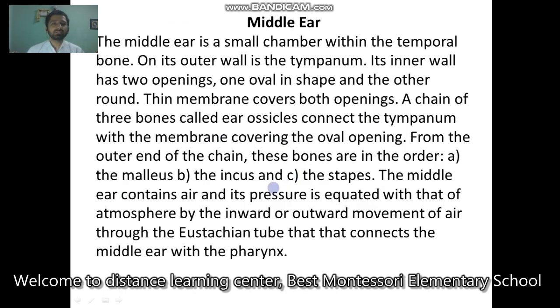for maintaining the pressure between the internal and external parts. How? By inward and outward movement of the air to balance the internal and external pressure, and that is done with the help of the Eustachian tube. That means the Eustachian tube present in the middle ear is responsible for balancing the equilibrium between external atmospheric pressure and internal atmospheric pressure. This is the Eustachian tube. It connects the middle ear with the pharynx.